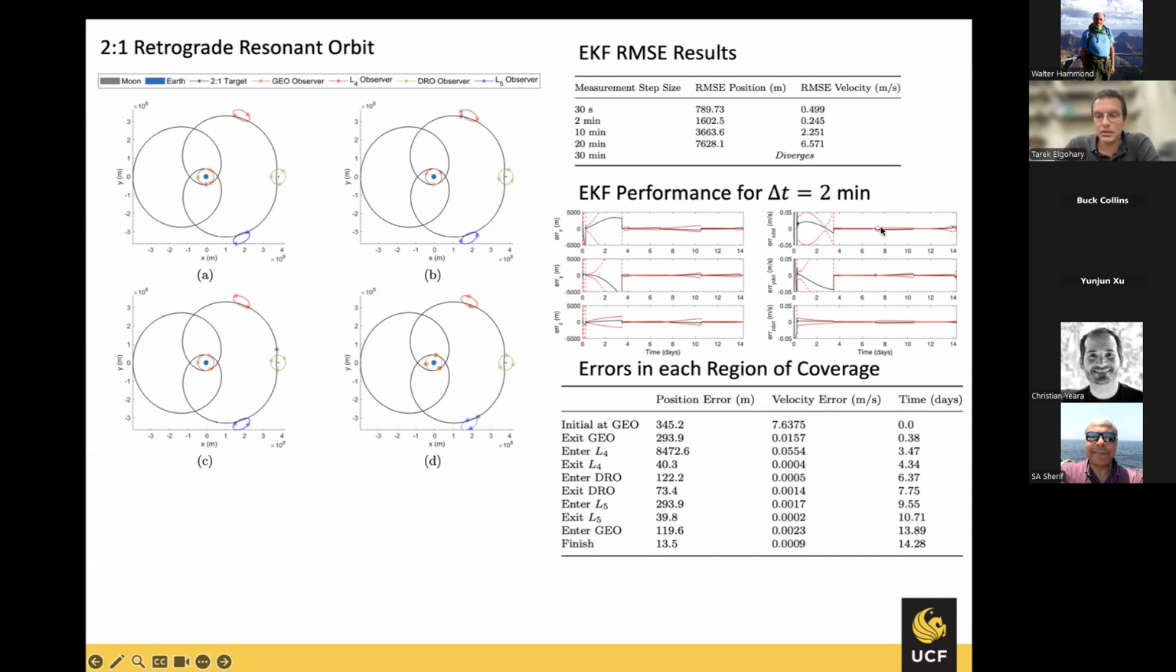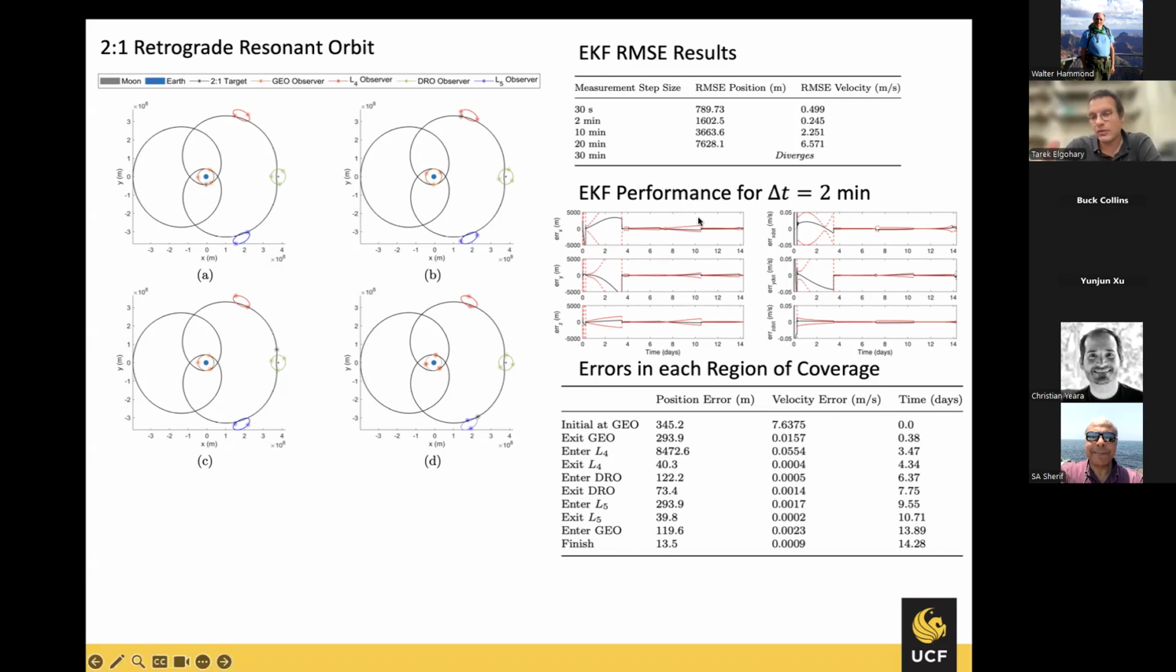I'll show you this here. This is for the case where delta t equals 2 minutes. Here we have a position error of about 300 meters in GEO, and then we exit GEO with about 300 meters error. Then we enter L4 with about 8 kilometers error because we're propagating the uncertainties. Now we acquire measurements, so the error comes down, and then we increase the error, reduce the error, and you can see how the error moves up as we're not acquiring measurements.